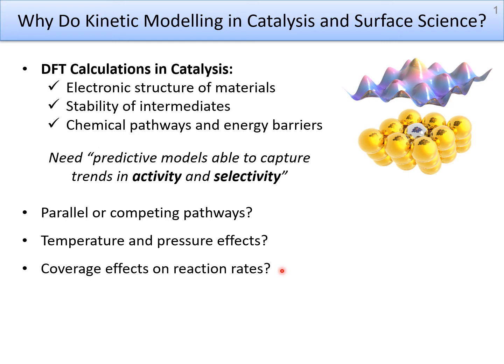Finally, we may have some complexity because of coverage effects on the reaction rates. So if we have reactions that happen on the surface of the catalyst, this adsorbate layer, which is also referred to as the adlayer, is essentially a condensed phase. So a reaction that happens in the presence of several spectator species is going to have a different rate than the same reaction happening in the absence of any spectators. So this is what we refer to as coverage effects. And these can be quite prominent.